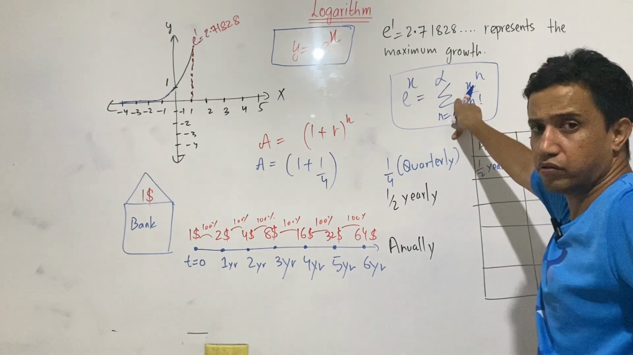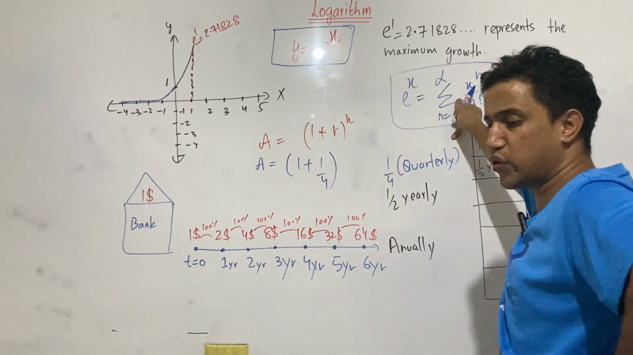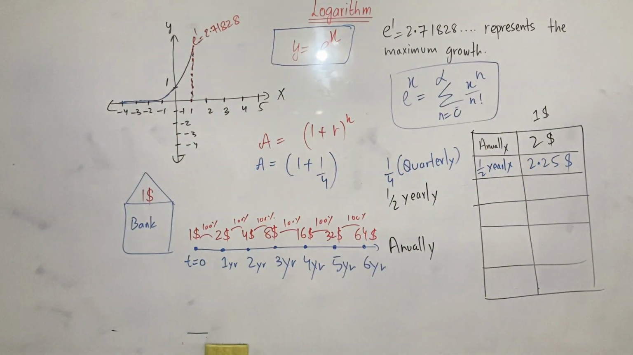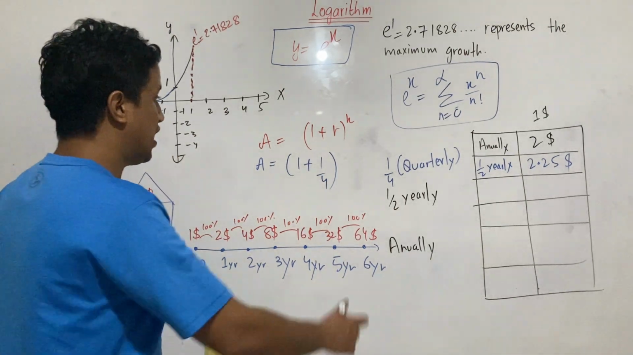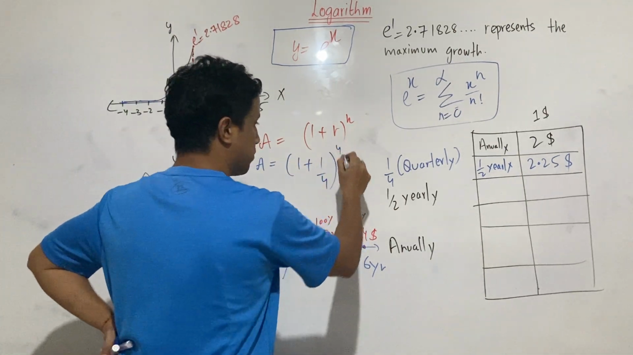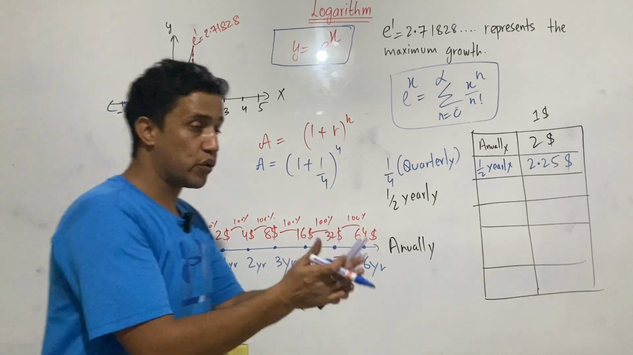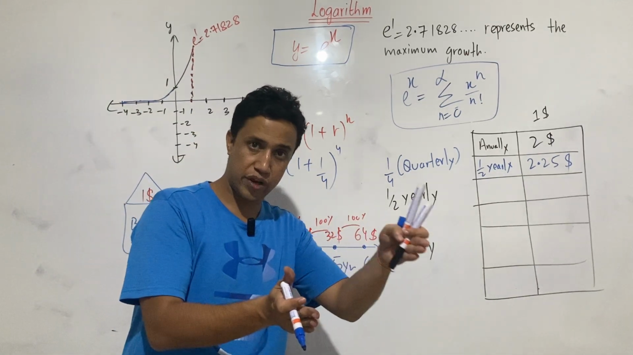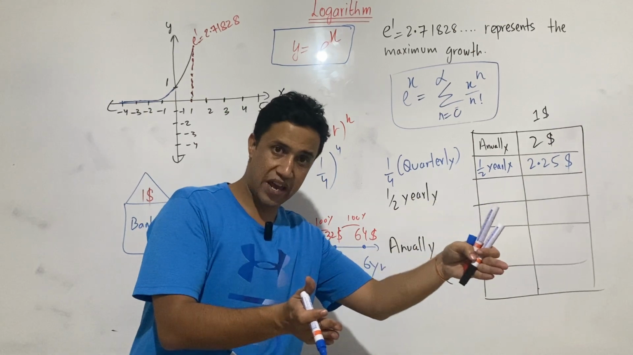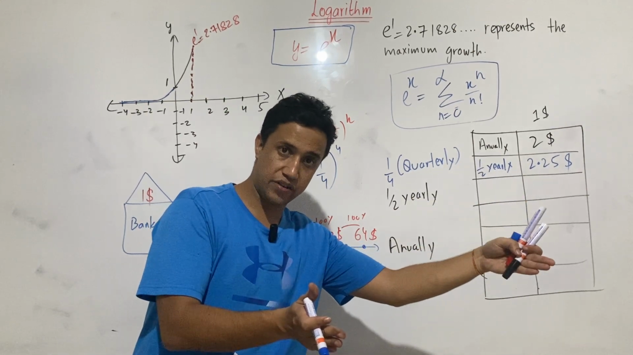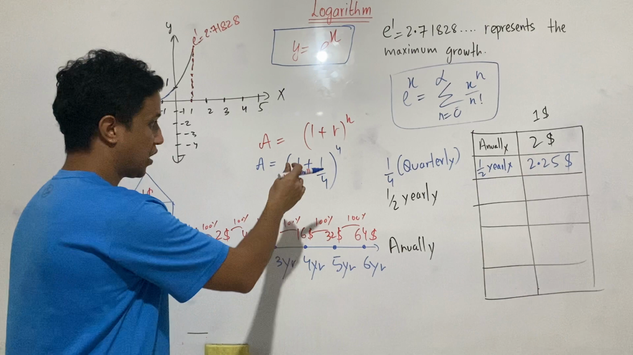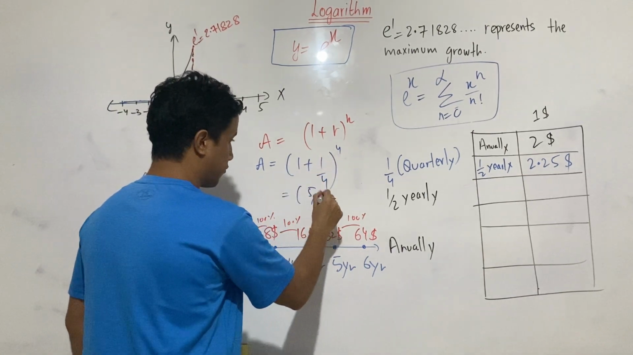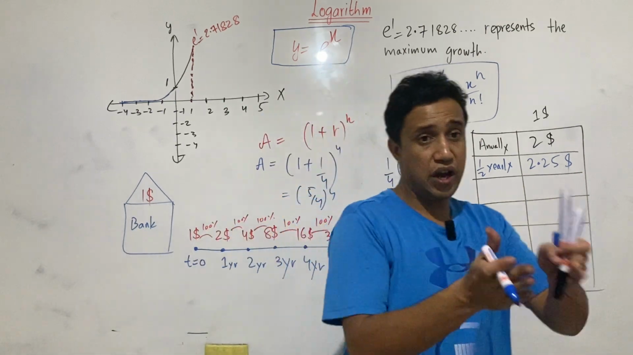Not 1 by 4. They are going to do it quarterly. Yes, 1 by 4. Quarterly. So here it's going to be 4 times, right? Because you get your interest after 3 months, 3 months, 3 months, and 3 months, right? So it's going to be 5 by 4. Yes, quarterly after 3 months.